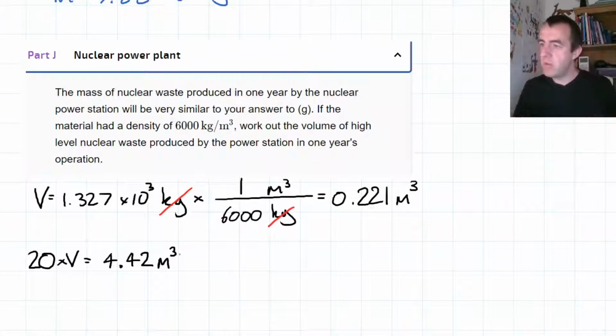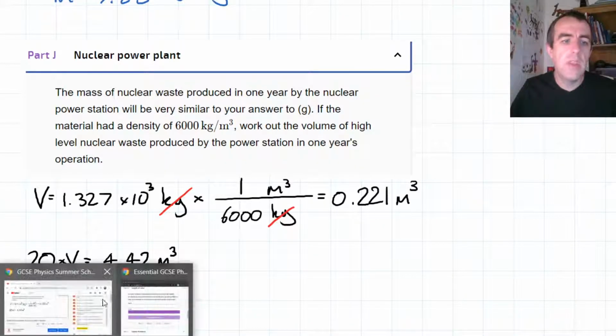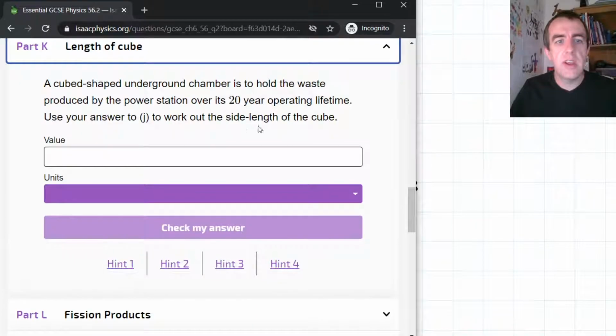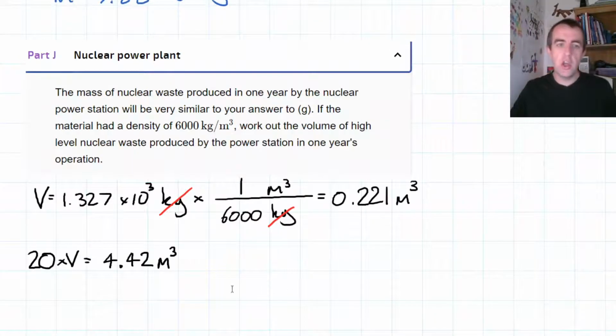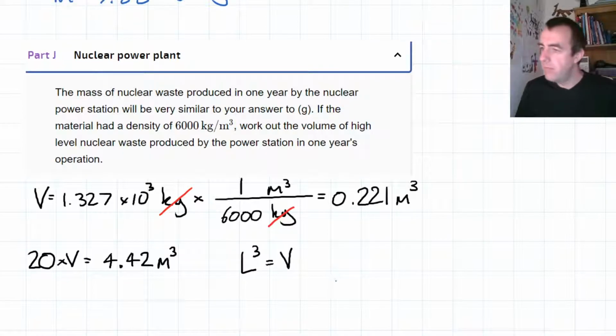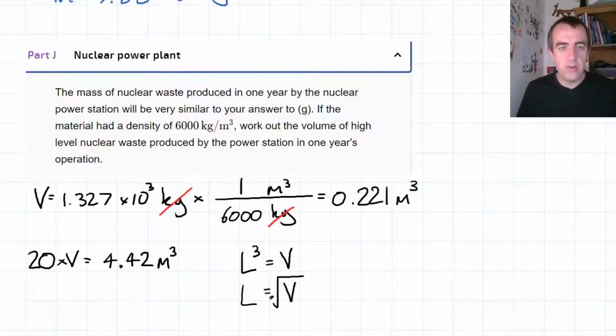That's the volume in total, but that's not what the question asks for, because the question says, use your answer to work out the side length of the cube. So in other words, I need to get something in units of meters, which means I need to take the cube root of this. Remember that the length of the cube cubed is equal to the volume, and so the length of the cube is going to be equal to the cube root of the volume. Fortunately, my calculator has a cube root button. Well, no, of course it doesn't. So what I'm going to do is take it to the power of a third.